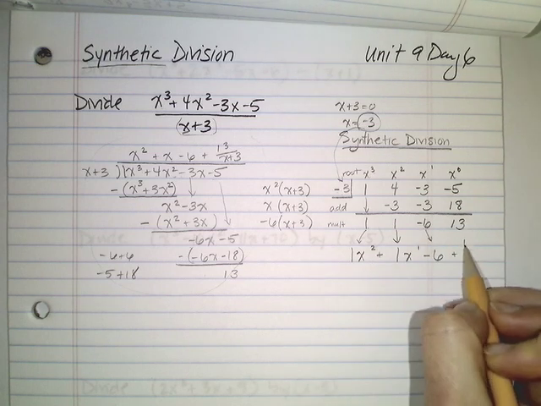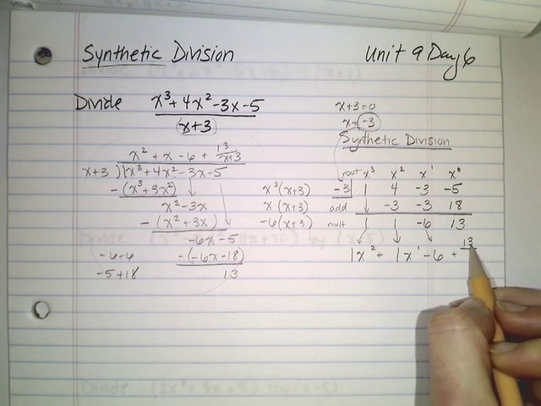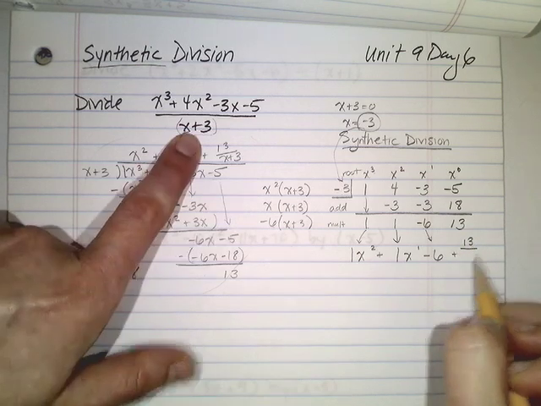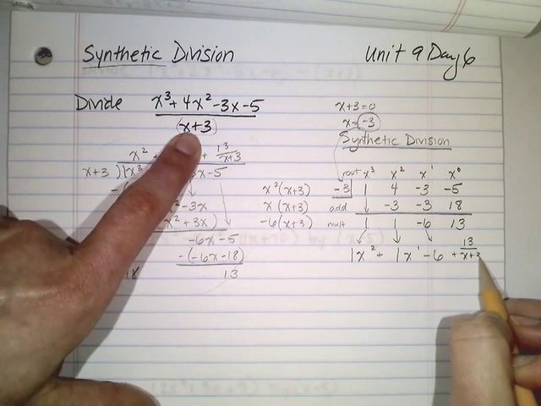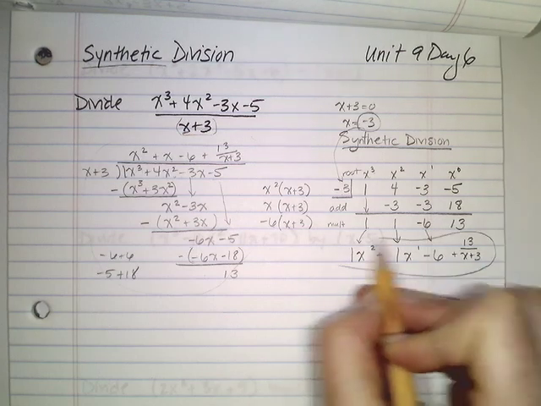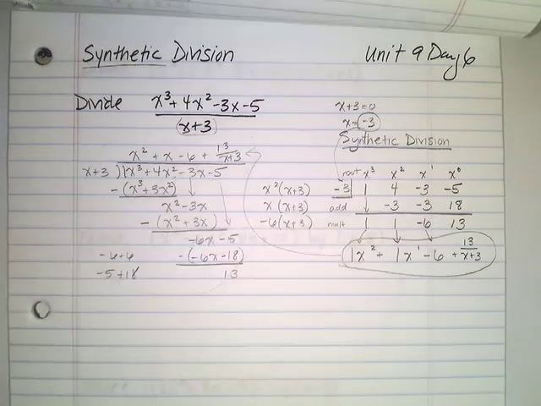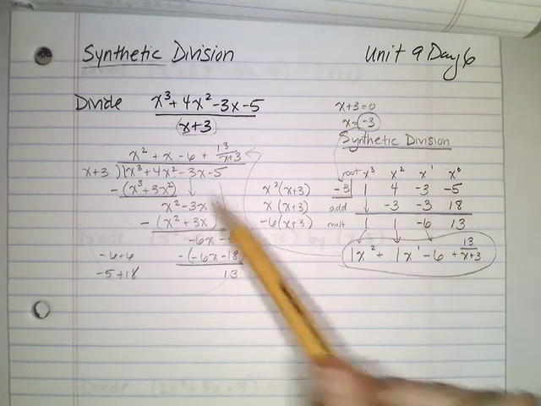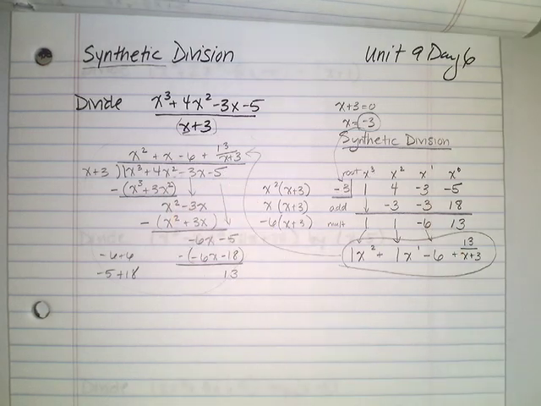Plus a remainder of 13 over x plus 3. Notice that's the same answer I got over here. Trust me, we'll do it again. Okay, so essentially what you're doing is taking out all the x values.